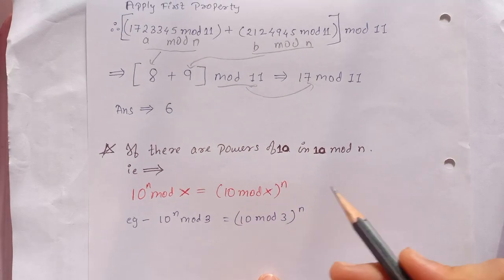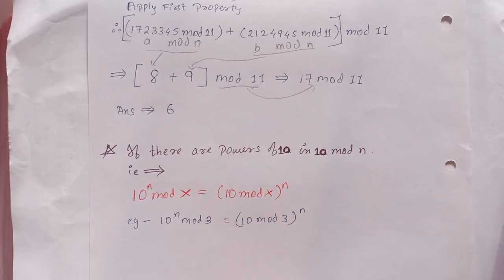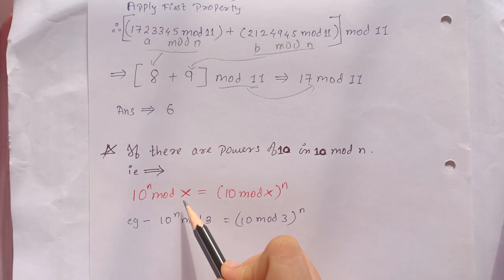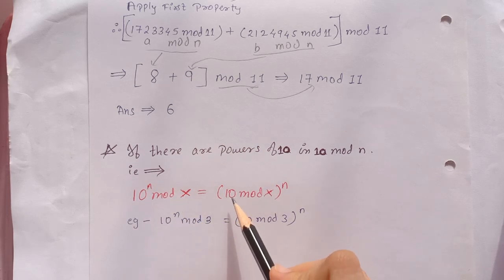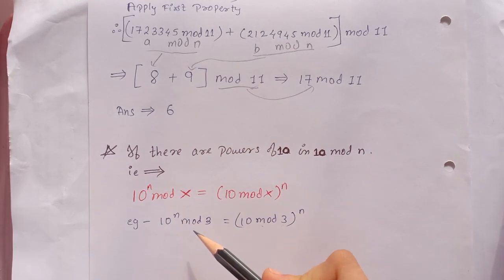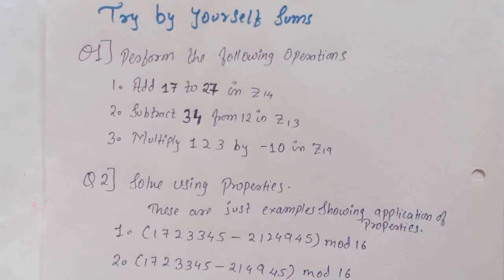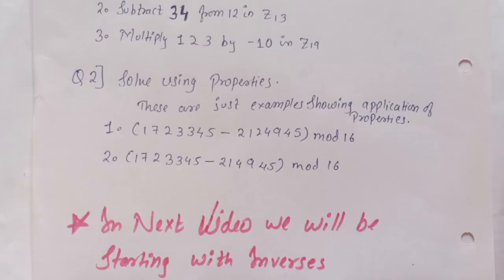Now we have one more small thing: powers of 10 in 10 mod n. Sometimes while calculating we require powers of 10. It's like using the third property multiple times. 10 raised to n mod x we can write as 10 mod x, whole raised to n. For example, we can take 10 raised to n mod 3, which we can find as 10 mod 3 whole raised to n. These are try-by-yourself sums, and I will give the answers to these in my next video.